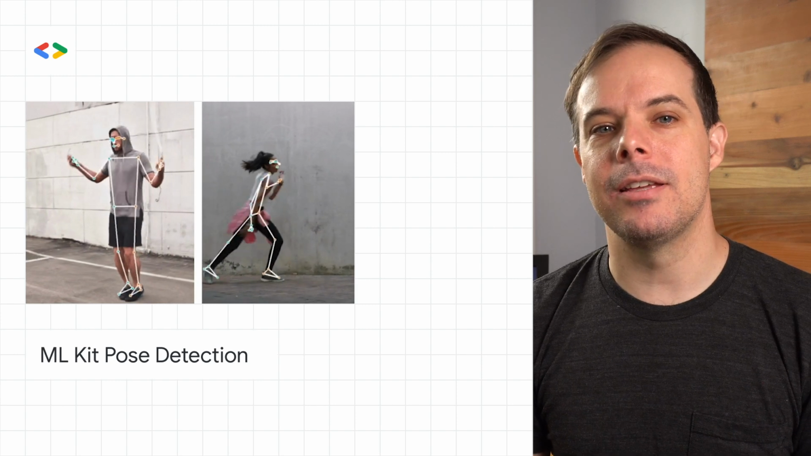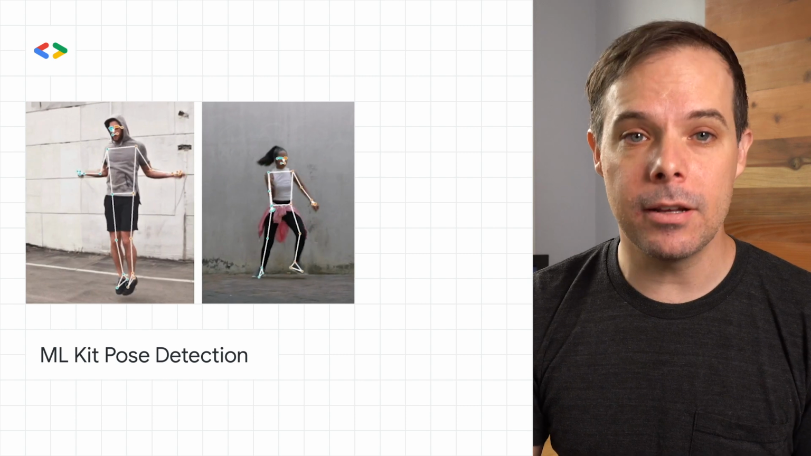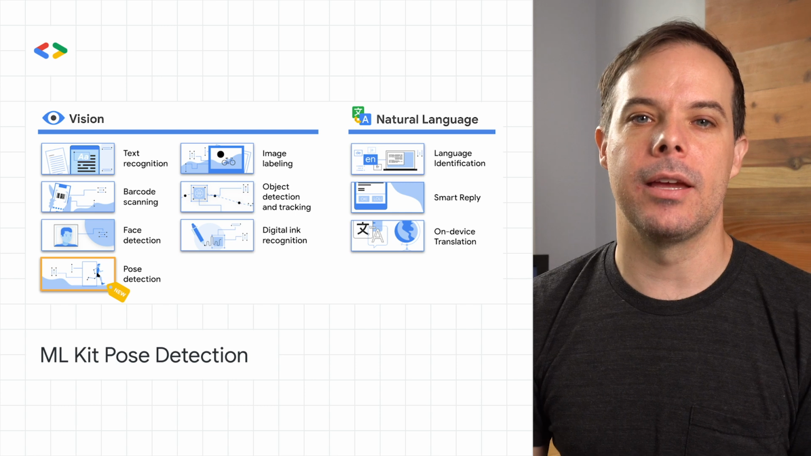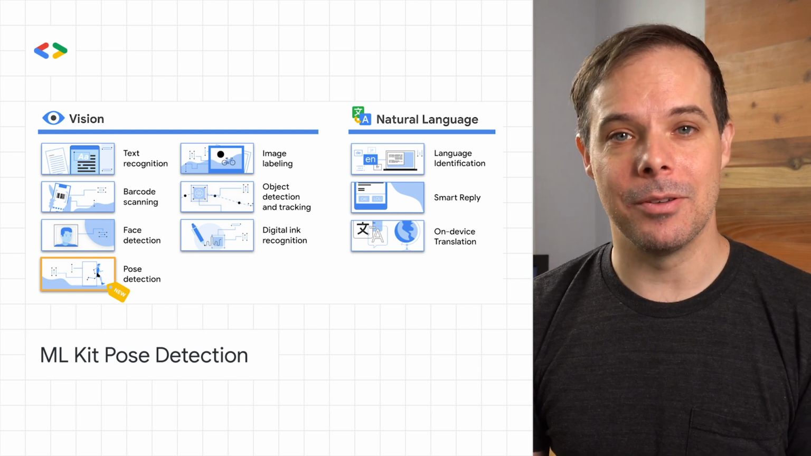MLKit Pose Detection is an on-device, cross-platform, lightweight solution that tracks a subject's physical actions in real time, and it's now part of the official MLKit lineup. Lots of details, demos, and links to get started are on the post.